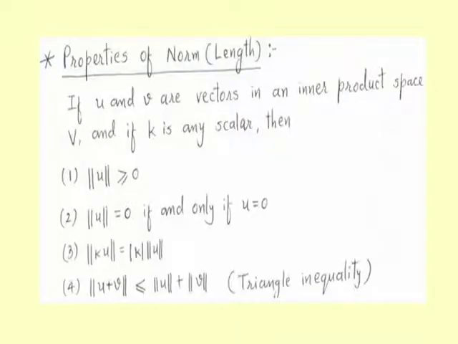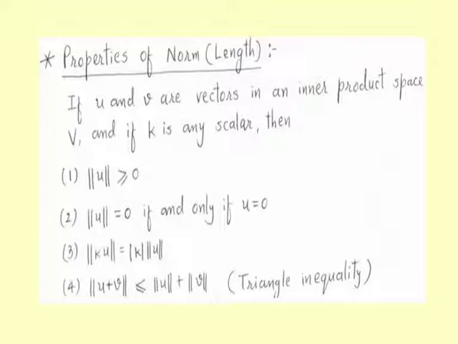Now today we start with the properties of norm. Norm is also called the length of the vector. For that, U and V are any two vectors in an inner product space V, and K is any scalar. The first property is that the norm of U is always greater than or equal to 0. Second, the norm of U is equal to 0 if and only if U equals 0. Third, the norm of KU is the modulus of K times the norm of U. And the fourth one is the triangular inequality: the norm of U plus V is less than or equal to the norm of U plus the norm of V.